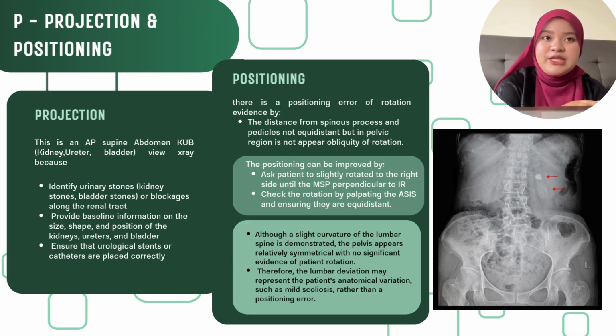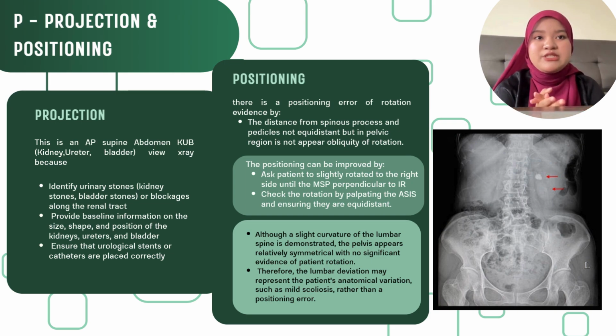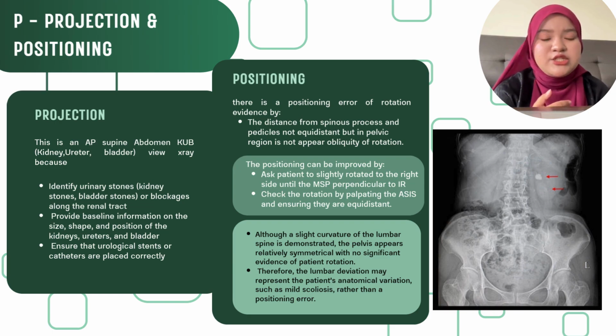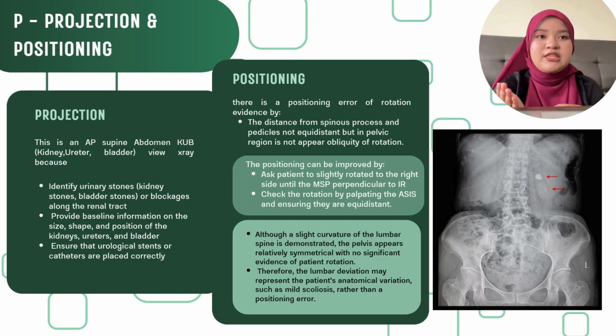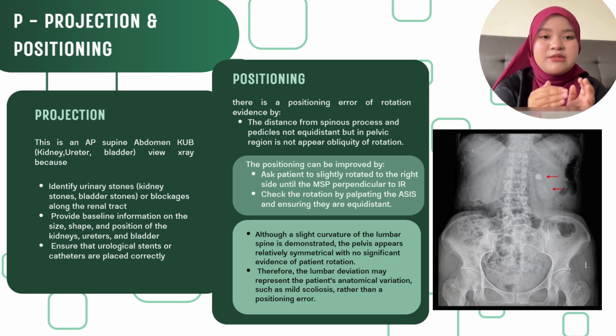And the other P is for positioning. There is a positioning error of rotation evidenced by the distance from the spinous process and pedicle not being equidistant, but in the pelvic region there is no obvious evidence of rotation. The positioning can be improved by asking the patient to slightly rotate to the right side until the MSP is perpendicular to the IR, and then check the rotation by observing the spinous process and ensuring they are equidistant.